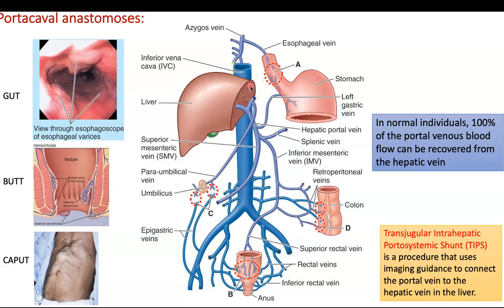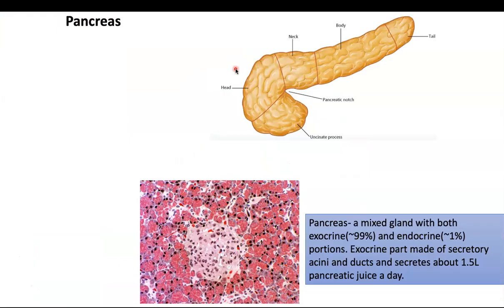Because if that is not done, if you bypass the liver, what will happen? All these toxins will bypass the liver and they will get into the systemic circulation, and if they reach the brain, they can cause damage to the brain tissue. So this is very important, that 100% of the portal blood travels through the liver parenchyma, and after that it drains into the inferior vena cava.